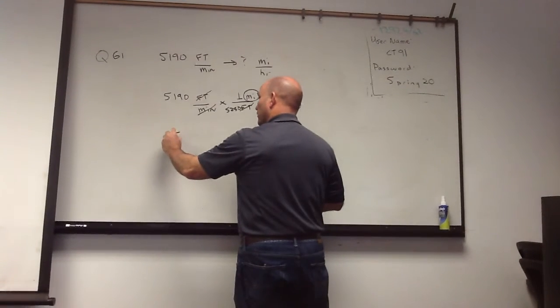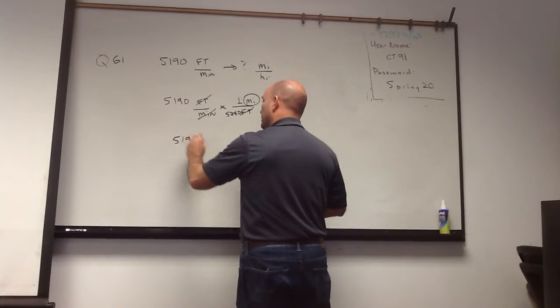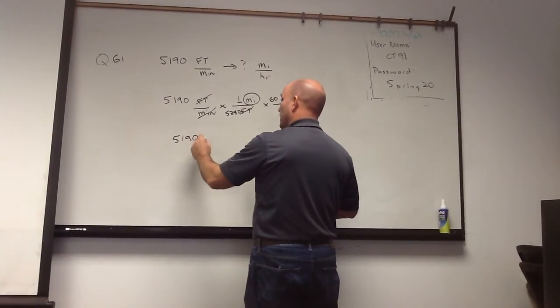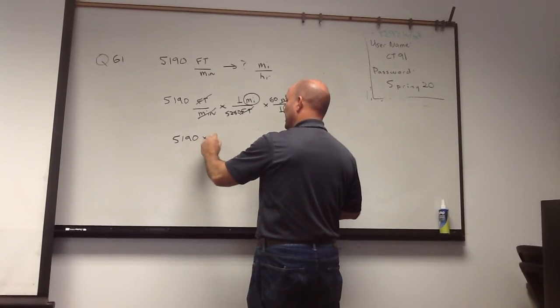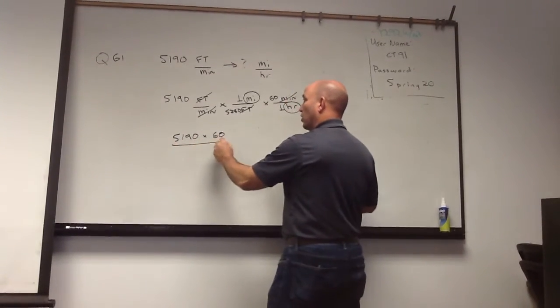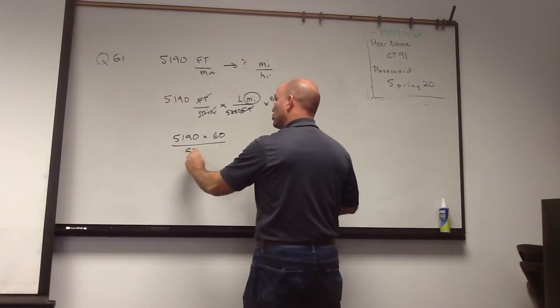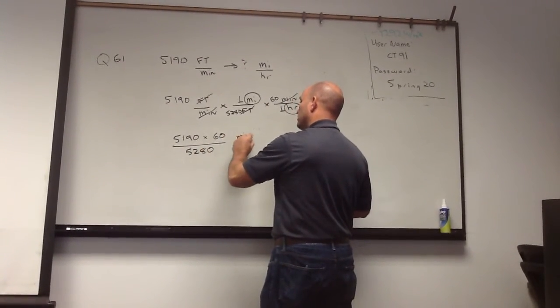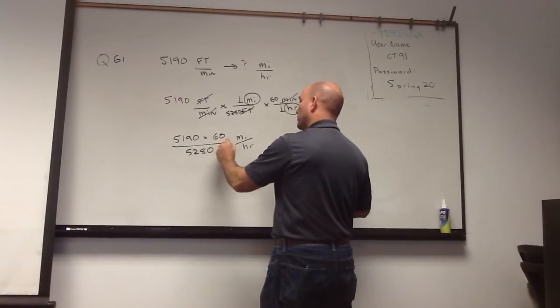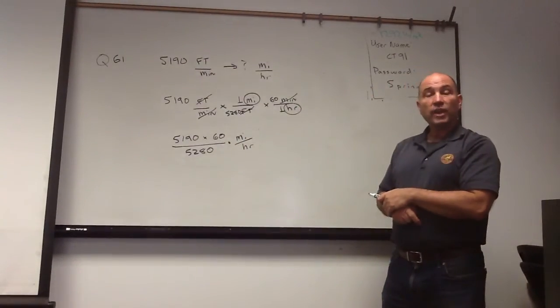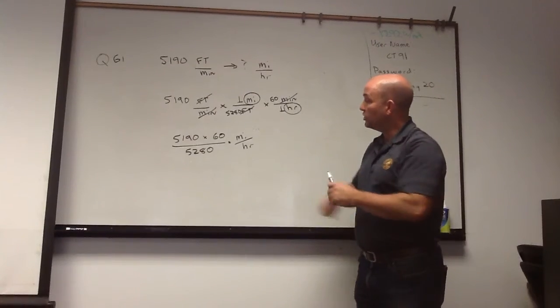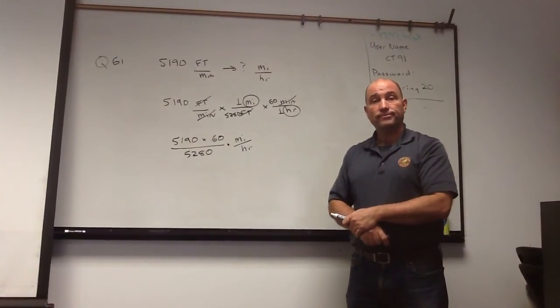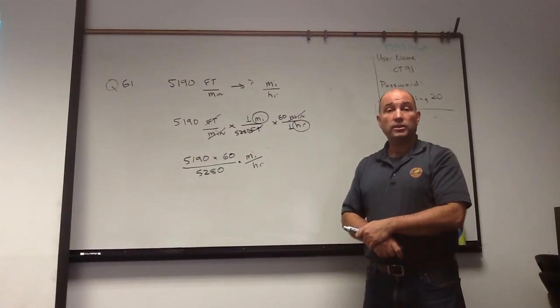And then we have these numbers in here. So we have 5,190 times 60 over 5,280, and that's miles per hour, right? And so now we would just do the math and get your answer, and you have your miles per hour. And that's how you do compound conversions.